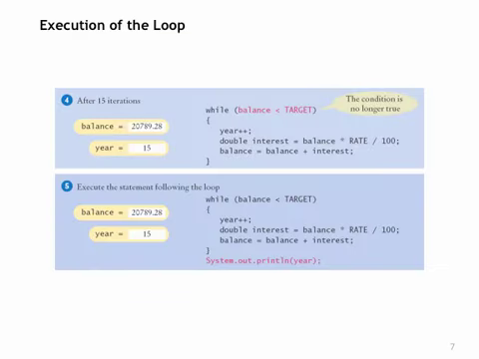So after 15 iterations, we find that the balance is 20,789.28, and the year equals 15. So after 15 years, our balance is going to hit the target. The condition is no longer true, balance is no longer less than target, and we are done executing that loop. The execution would follow the closing brace. It would go on to whatever follows the closing brace of that loop. In this case, system.out.println year.